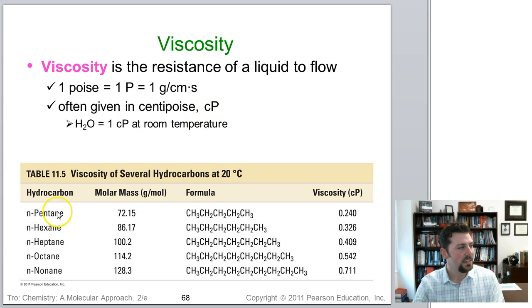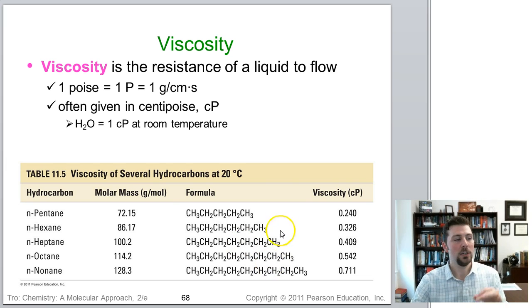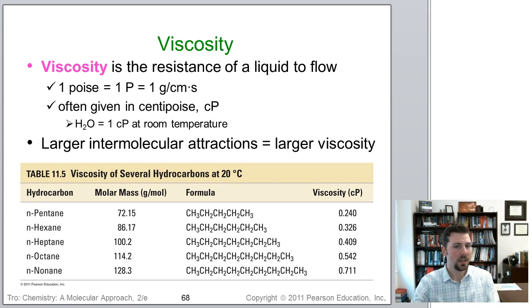And notice each time I'm increasing the chain here for these hydrocarbons, and you can see the formula, the chain gets longer and longer and longer. As that chain gets longer and longer, the molar mass goes up and the surface area goes up, so the dispersion force is going up. So increased dispersion force as we make that chain longer. Therefore, we're predicting increased viscosity as we move along with the longer and longer chain, which is exactly what we see experimentally.